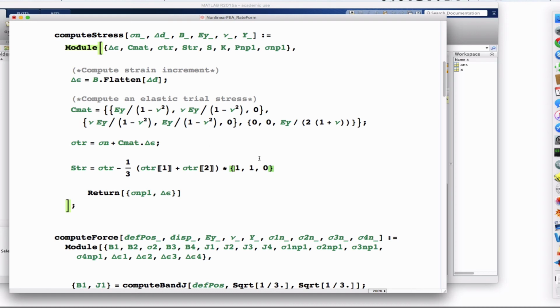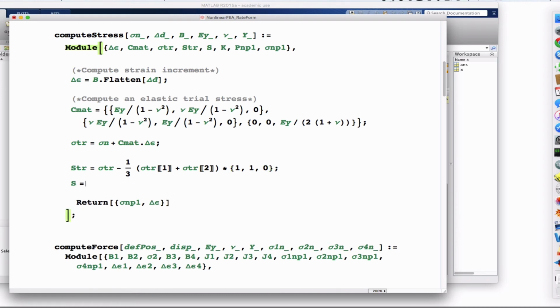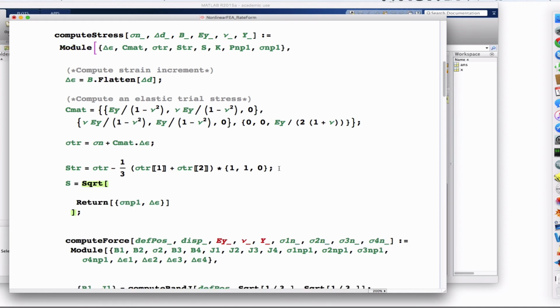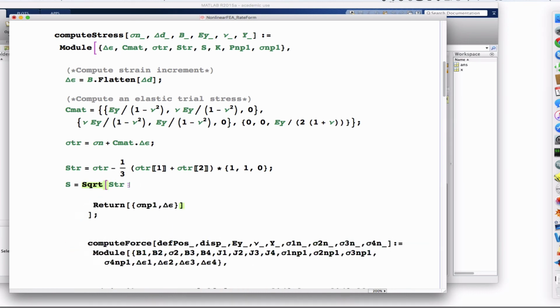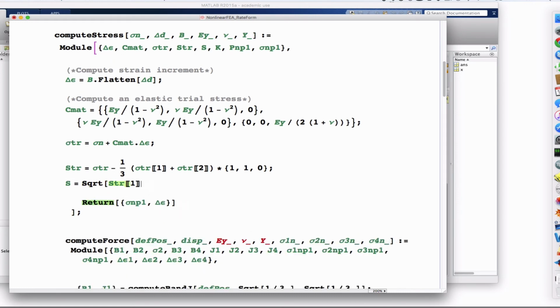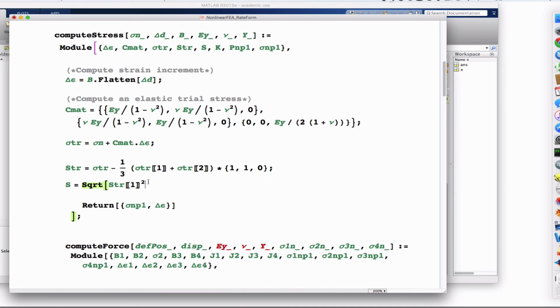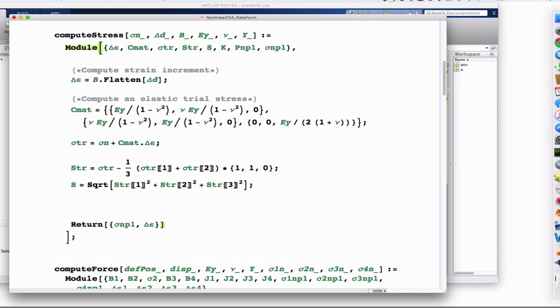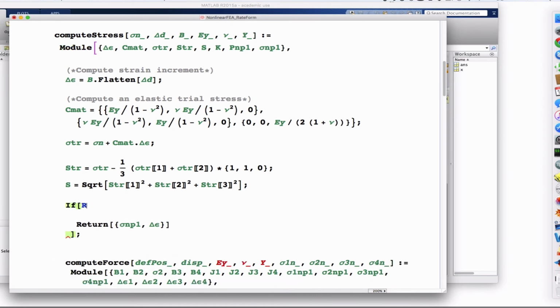Okay, then the magnitude of the deviatoric stress is the square root of Sij, Sij, which turns out in this case to be the square root of the trial stress's first entry squared plus the second one squared plus the third one squared. So that's the magnitude of the deviatoric stress. And so then I'm going to say if, that's just saying the real part, and it should always be real, but because of the way I compute the tangent stiffness, there's a little, I'll explain that next time.